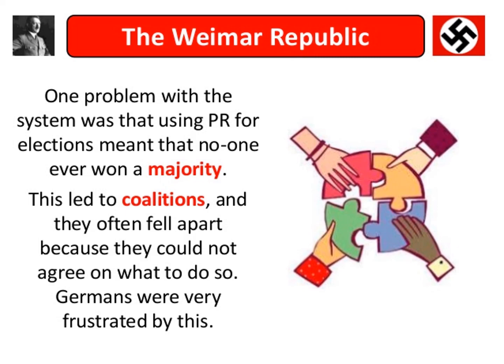Another problem with the system was that by using proportional representation for the elections, it meant that no one ever won a complete majority. Always it was coalitions. They often fell apart quite quickly because they couldn't agree, and a lot of Germans became quite frustrated by this, which showed it wasn't a full democracy where everybody had a say and was listened to.